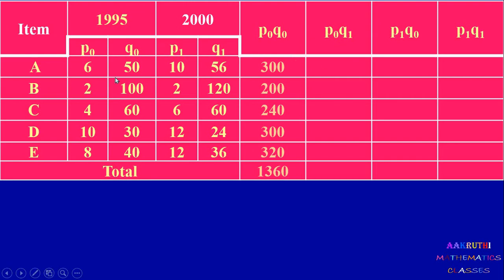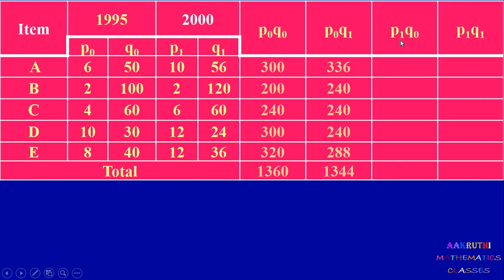So multiply P0 and Q1, that is 6 into 56. 6 into 56 is 336 and 2 into 120 is 240. 4 into 60 is 240. 10 into 24 is 240. 8 into 36 is 288. Then add all this, that is summation of P0 Q1. So summation of P0 Q1 is 1344.